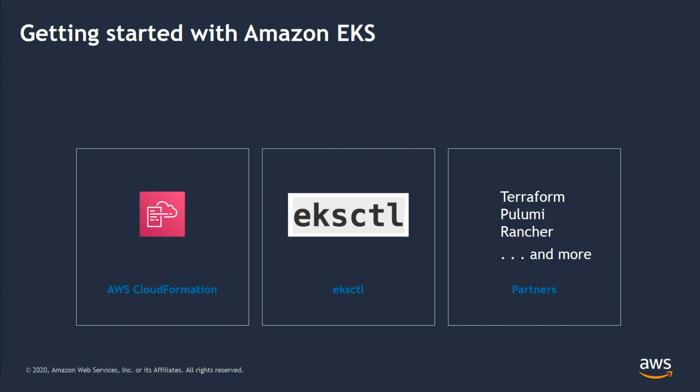You have multiple options to get started with setting up your cluster. Options such as AWS CloudFormation, which automates a lot of steps involved in setting up the environment and the EKS cluster. Another option is to use a command line tool called eksctl. It is a CLI which can automate provisioning your cluster for you. You can also use one of the partner solutions like Terraform, Pulumi, Rancher, and many others to deploy a cluster using these tools.